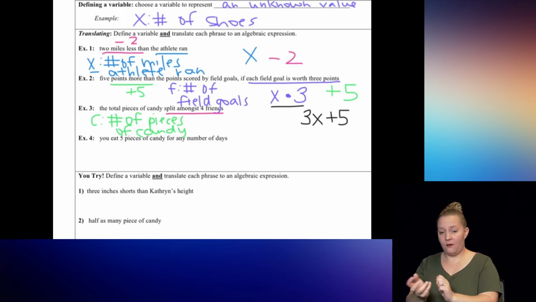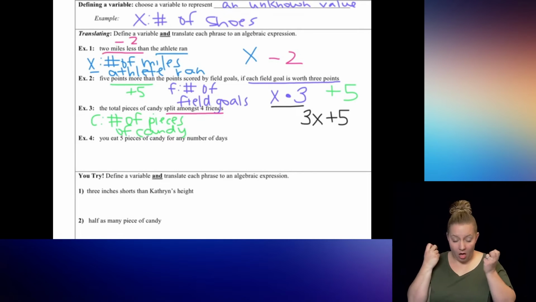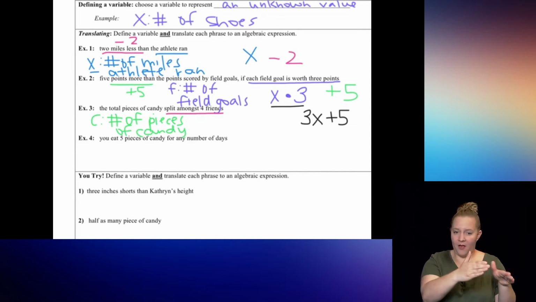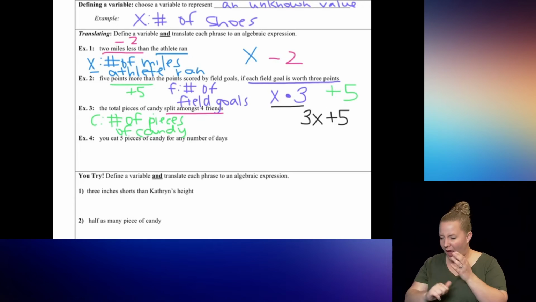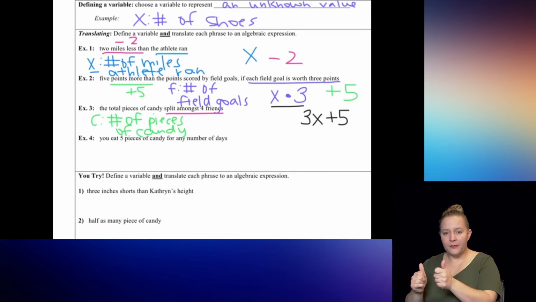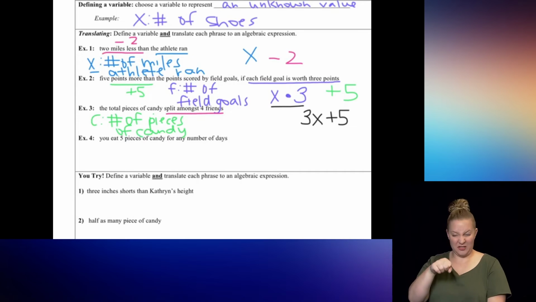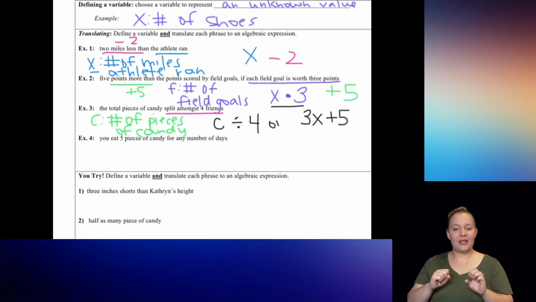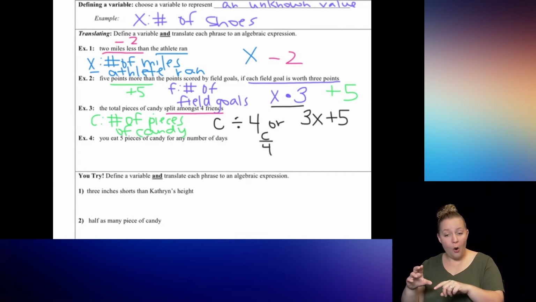The only thing that I know is that I'm splitting it amongst 4 friends. So if I have a lot of candy and I'm splitting it amongst 4 friends, are we adding, subtracting, multiplying, or dividing here? Hopefully we know that split is designated by division. So you can write this as the number of candy, or how much total candy we have, divided by 4 friends, or you can write this as C over 4. Either one of these will work.